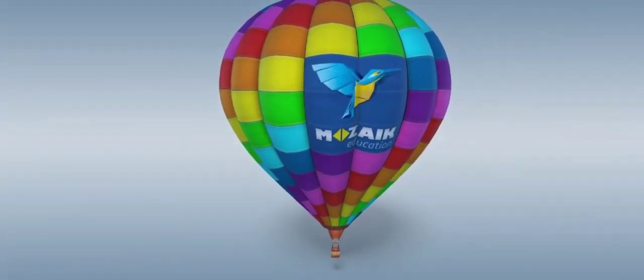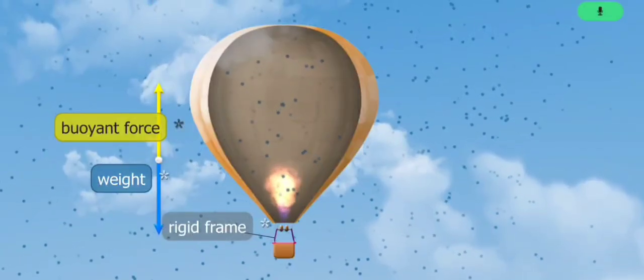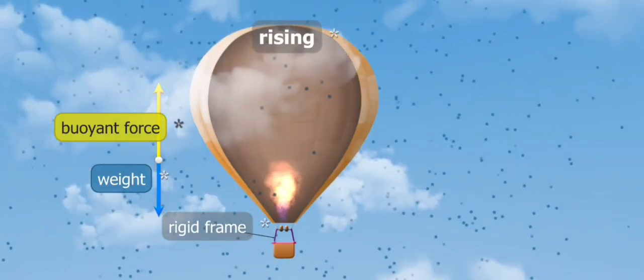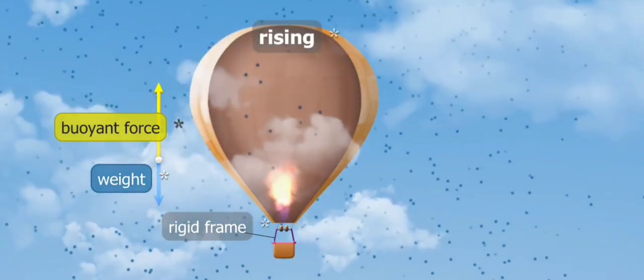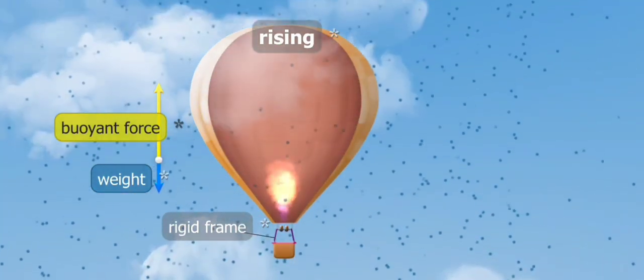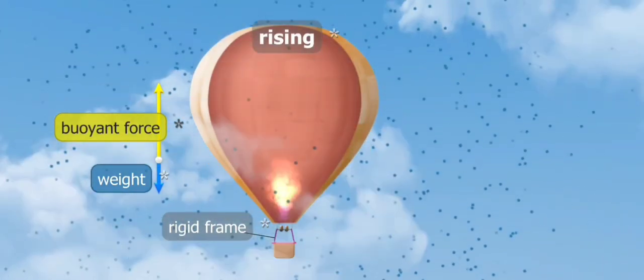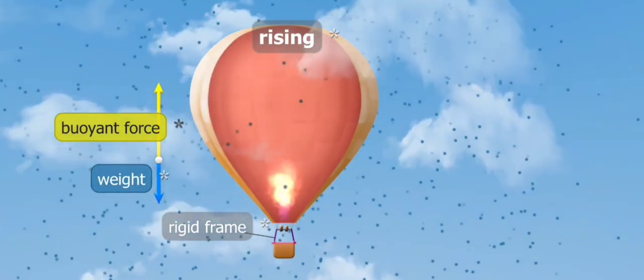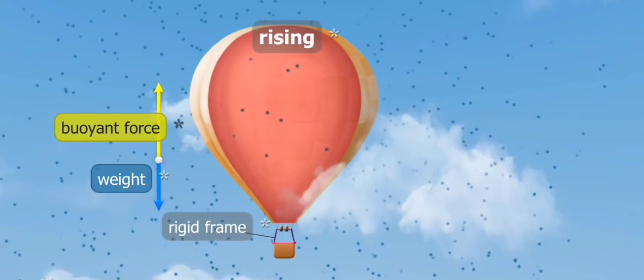It's all about Archimedes' Principle. When the air inside the balloon is heated, it expands, becomes lighter, and some of it escapes. This reduces the overall density inside the envelope. Because the outside air is heavier, it pushes the balloon upwards. This is called buoyant force.